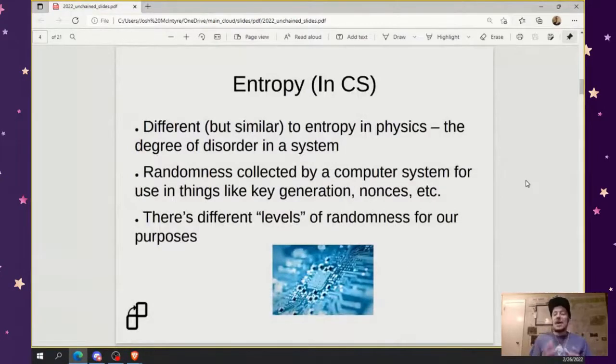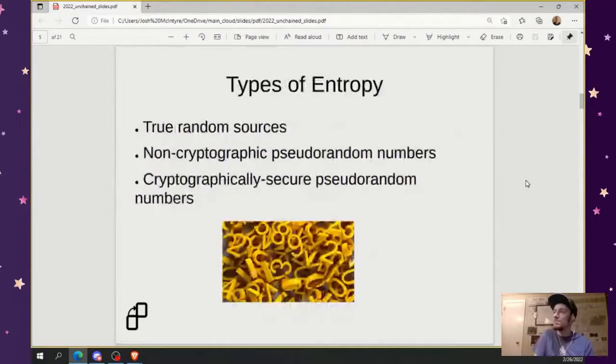So, entropy in a computer science sense is a little bit different than the definition we use in physics. Physics treats it as the degree of disorder in the system. They say that our universe is always full of entropy and unpredictability. But in a computer science sense, we're talking about randomness collected by computer systems for use in things like key generation, nonces, and those kinds of use cases. And there are really different levels or categories of randomness for this purpose in computer science. So let's talk about those.